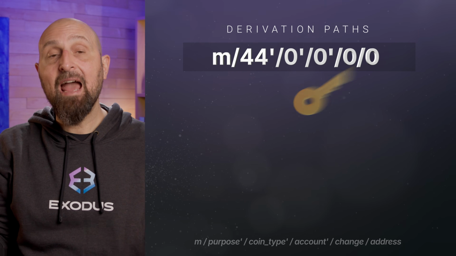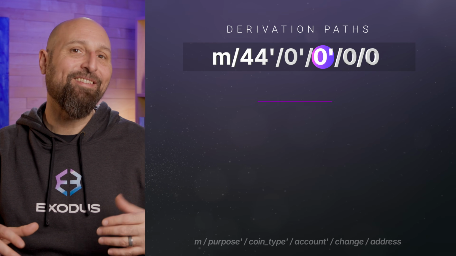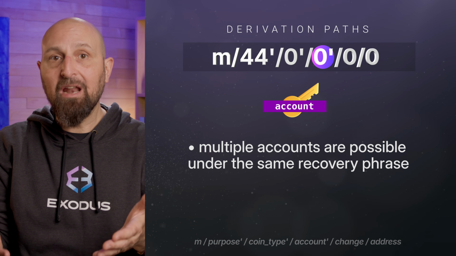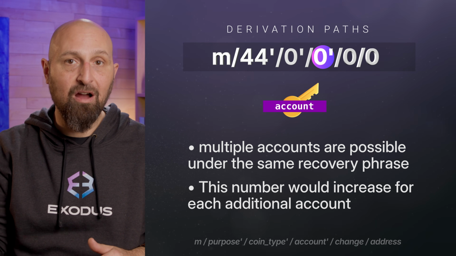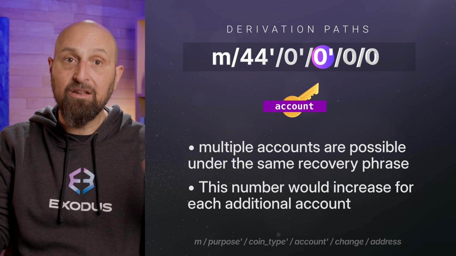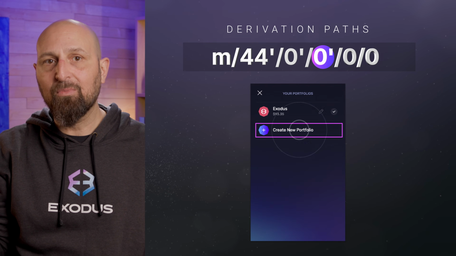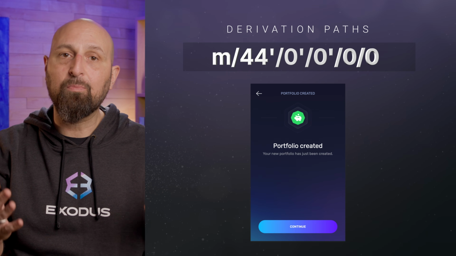Next, we have the account index. This segment represents the account in the wallet, 0 being the first. You could have multiple accounts under the same recovery phrase, and this number would increase for each additional account. In Exodus, this number represents the number of your wallet's portfolios.